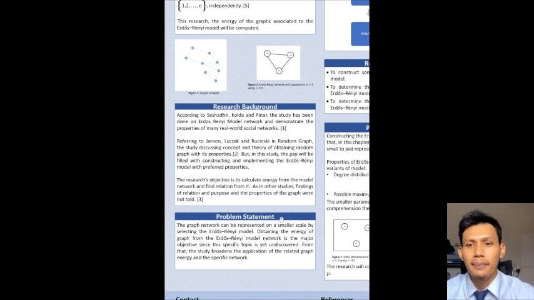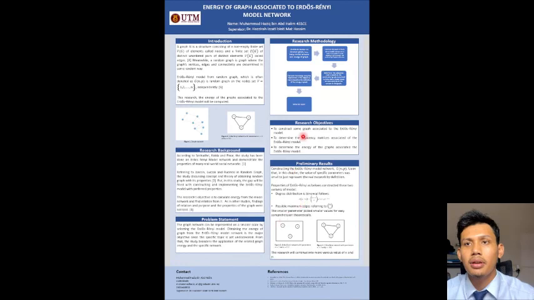Problem statement. The graph network can be represented on a smaller scale by selecting the Erdős-Rényi model, and from that, we are going to obtain the energy of the graph. This study also broadens the application of the related graph energy and the specific model network.